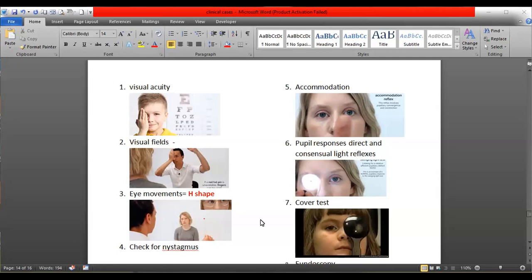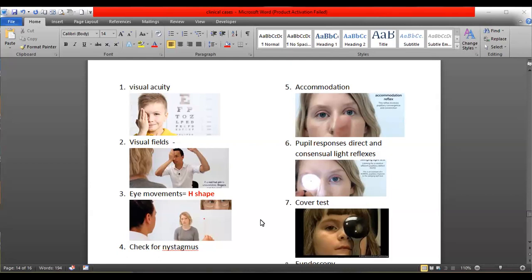And there are another 4 steps, like accommodation. Accommodation is very easy. Just ask the child to look at the finger and put it near the eye. So the eyeball will converge. At the same time, there will be pupillary constriction, right? After that, the pupillary response to the direct and consensual light reflex. We'll see how to examine step by step. And the cover test is again important.